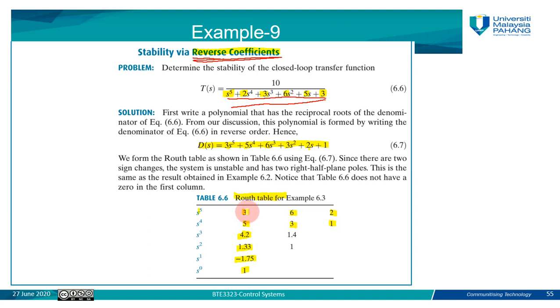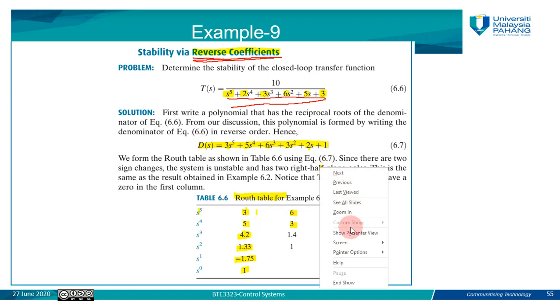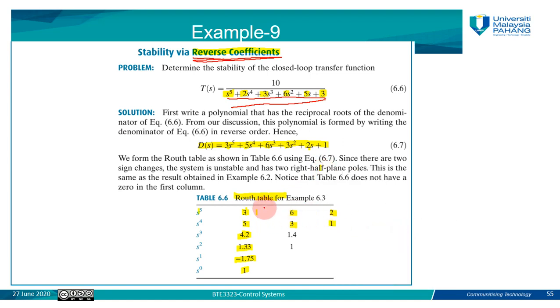So we look at the signs here. From 3 to 5, 3 is positive, so this one is positive. Actually, we can highlight here. The first element is positive, the second element is positive, the third element is positive, this one is positive, this one is negative, so this one is positive. So how many changes? We have one change from positive to negative, which is 1, and we have one change from negative to positive again, which is 1. So we have two changes, that means two poles on the right half plane.